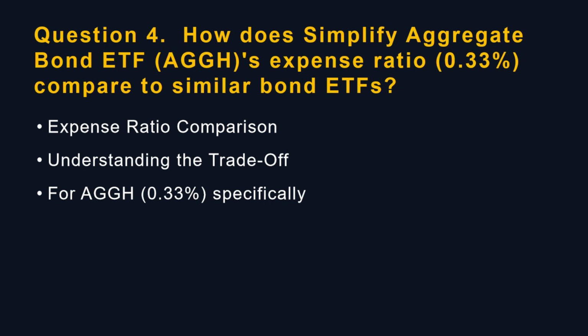For AGGH, 0.33% specifically. It sits at a point where the expense ratio is not the lowest, but it's not excessively high either compared to other actively managed bond ETFs. The key question is whether the potential for higher returns through active management justifies the 0.33% expense ratio.